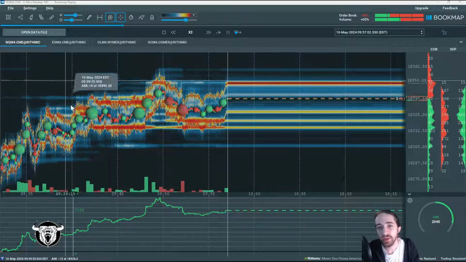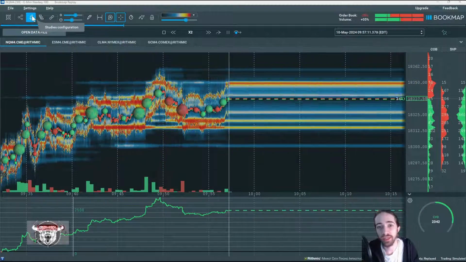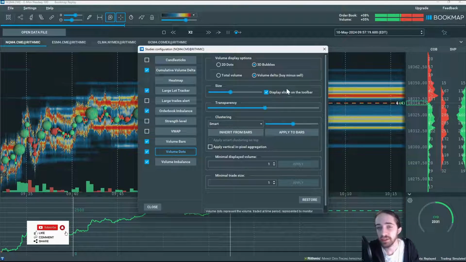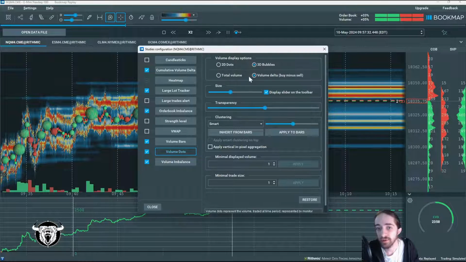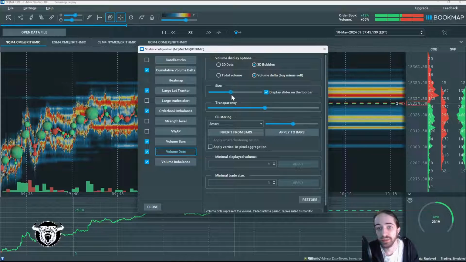The first thing we're going to look at is the volume dots or the volume bubbles. What we're going to do is come up to Studies Configuration, come to our volume dots, and just go through our settings really quickly. We have our volume display on 3D bubbles instead of 2D dots, total volume versus volume delta buy minus sell. You could change the size, that is the size of the bubbles themselves.